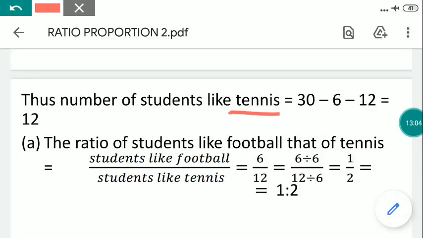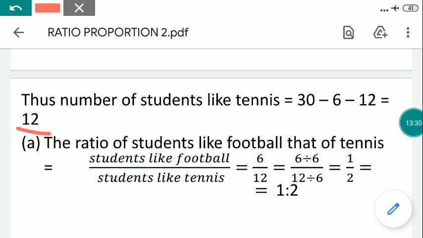So the number of students who like tennis is equal to the total students, 30, minus the students liking cricket and football. That is 30 minus 6 minus 12, which is equal to 12. So the number of students who like tennis is nothing but 12 students. So first we have to find the ratio of students who like football to that of tennis.